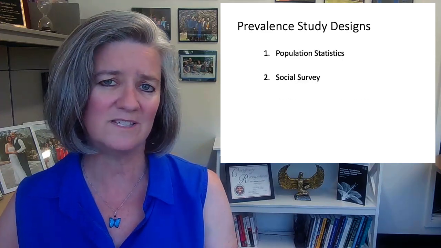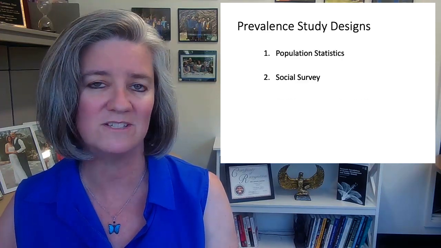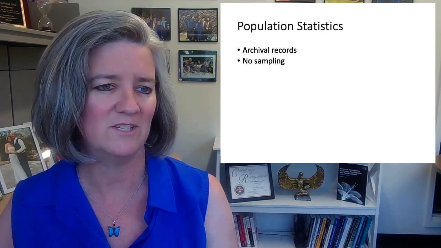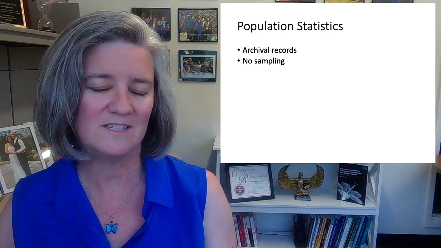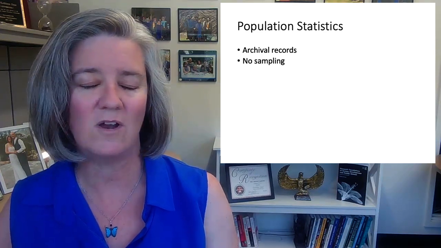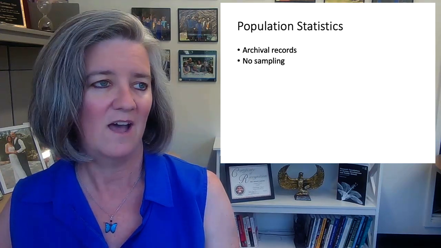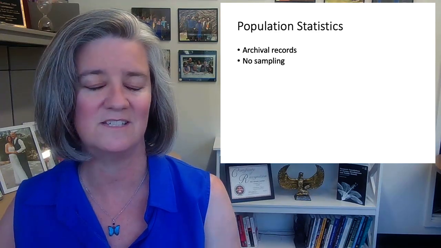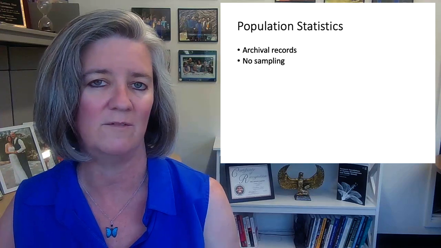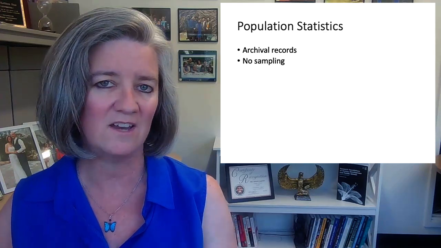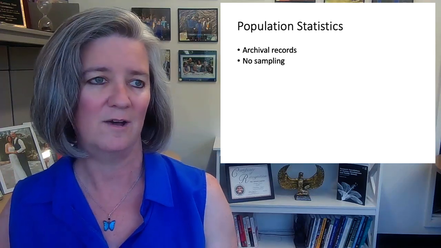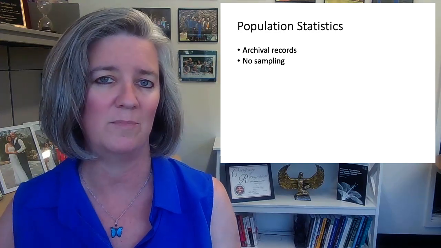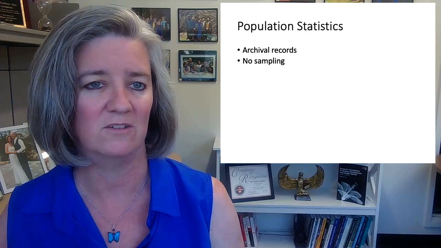The two designs I want to talk about are population statistics and social surveys. So let's start with population statistics. This is characterized by the use of archival records, and they are not sampled. The scientist does not take a sample of the archival records. They take the entire population because they have some kind of record that accounts for the entire population on that particular question.